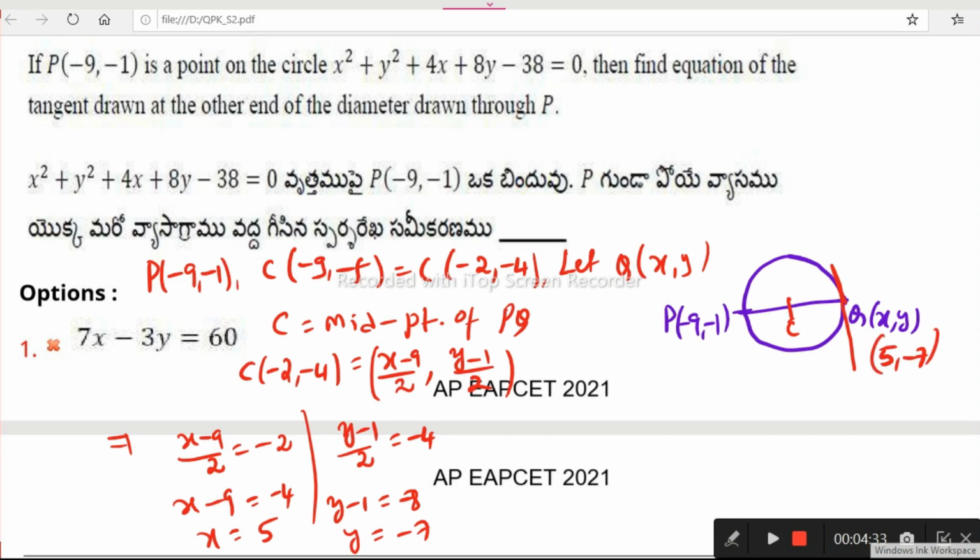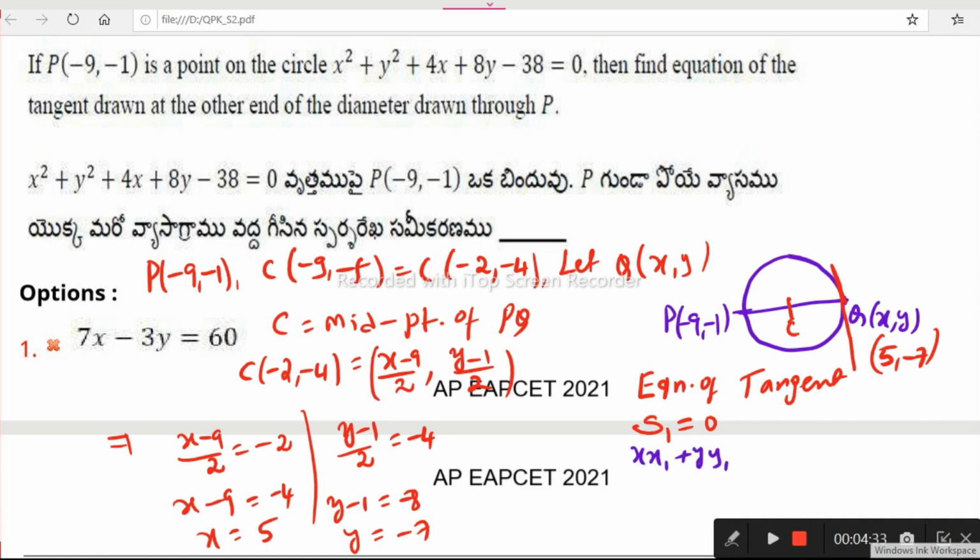We want to find the equation of the tangent at Q. So, what is the equation of the tangent? Yes, the equation of the tangent at the point is S1 equal to 0. What is S1 from the given equation? As in the previous questions, I'm using S1 here now, and the point is (5, -7), which we can substitute in that one.